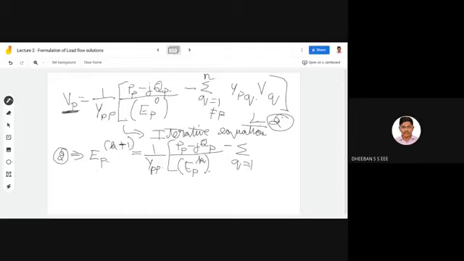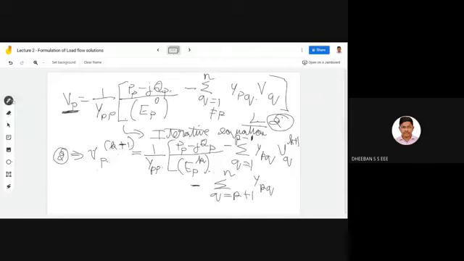summation Q equal to 1, where Q will reach up to P minus 1, into YPQ VQ(k+1), and again minus summation Q equal to P plus 1 to N of YPQ VQK.